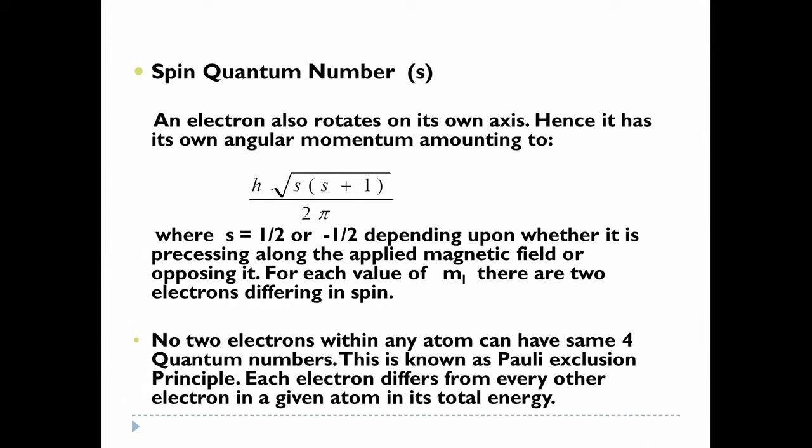The spin of the electron also can change, which is given by the expression h into the square root of s into s plus 1 divided by 2 pi, but the spin quantum number can have only 2 values, that is plus half and minus half.